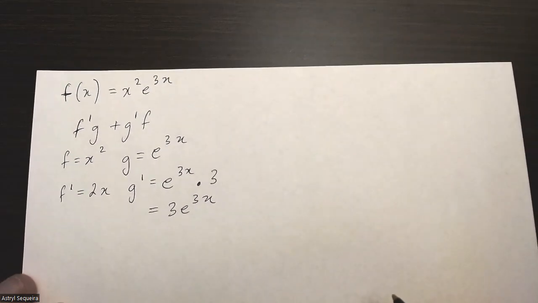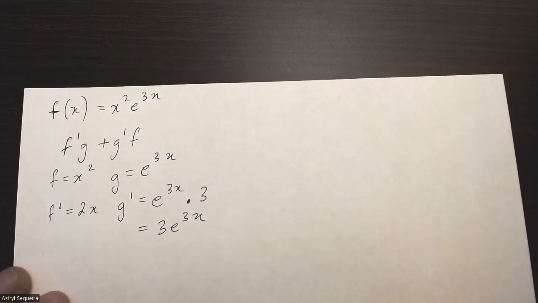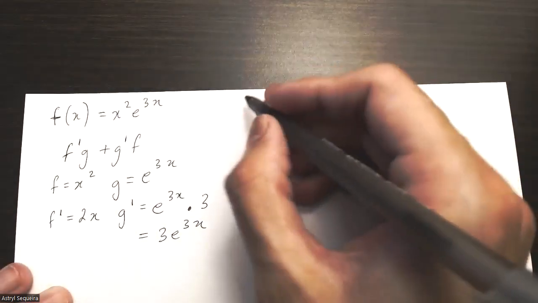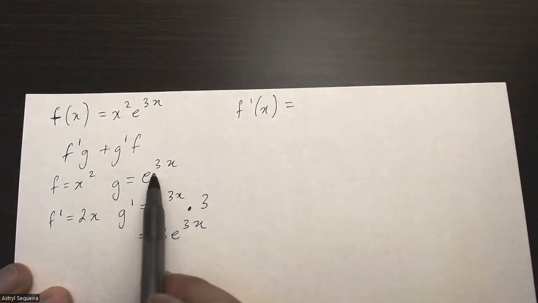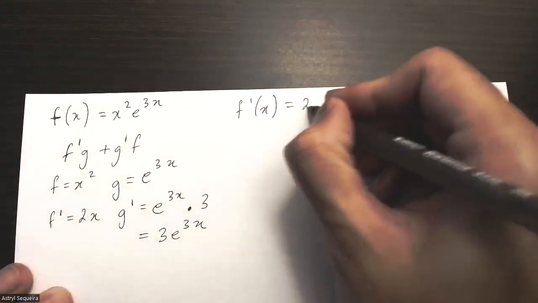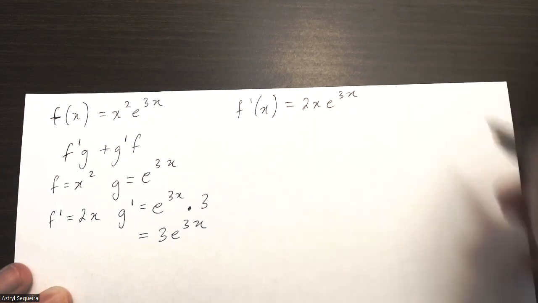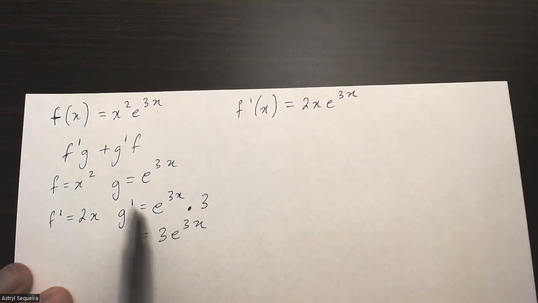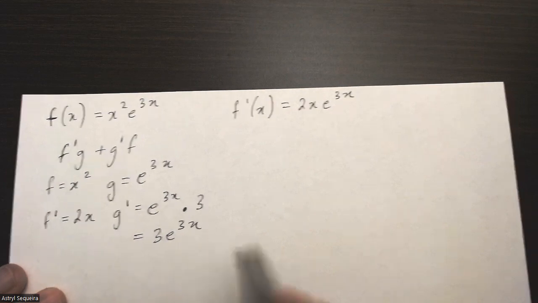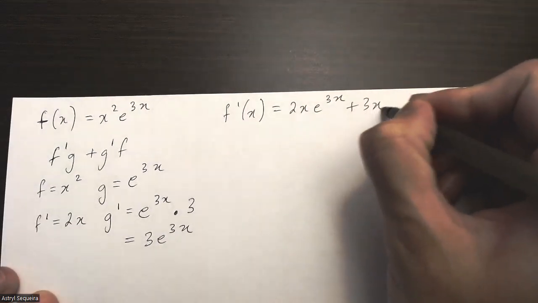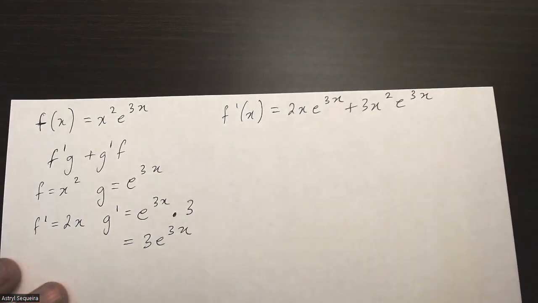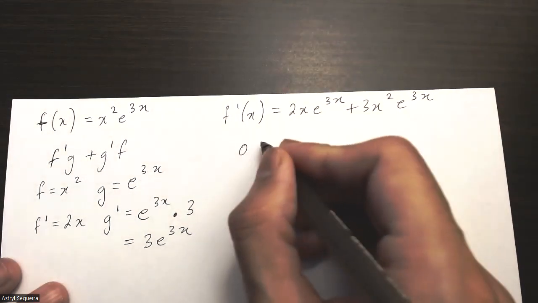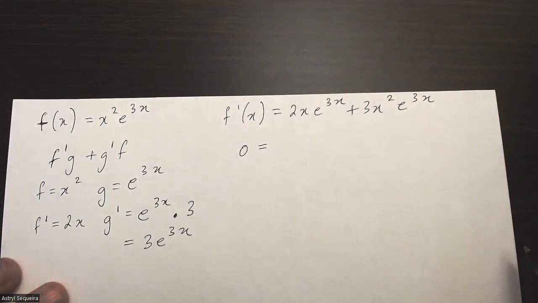Then I can put this in my product rule. So I'll do it on the side here. So f prime of x equals f prime times g, which is just 2x e to the 3x, and g prime times f, which is just plus 3x squared e to the 3x. Then I want to factor this and make it equal to 0 to solve for the critical points.